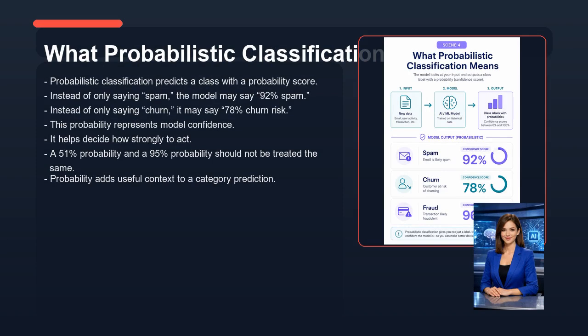Now let's look at what probabilistic classification means. Probabilistic classification predicts a class with a probability score. Instead of only saying spam, the model may say 92% spam. Instead of only saying churn, it may say 78% churn risk. This probability represents model confidence. It helps decide how strongly to act. A 51% probability and a 95% probability should not be treated the same. Probability adds useful context to a category prediction.